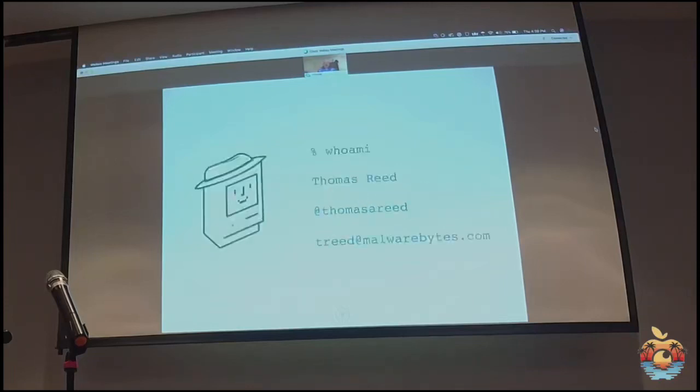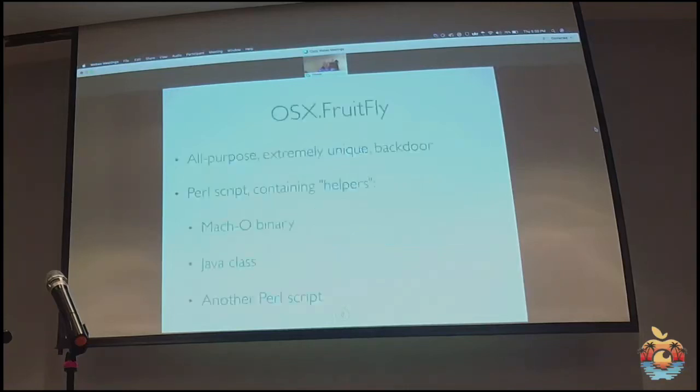So a little bit about me. First of all, I am Thomas Reed. I work for Malwarebytes, and the reason I'm talking about this is that we were the first to write about the malware, and there's an interesting story around that as well. So we're going to get into that.